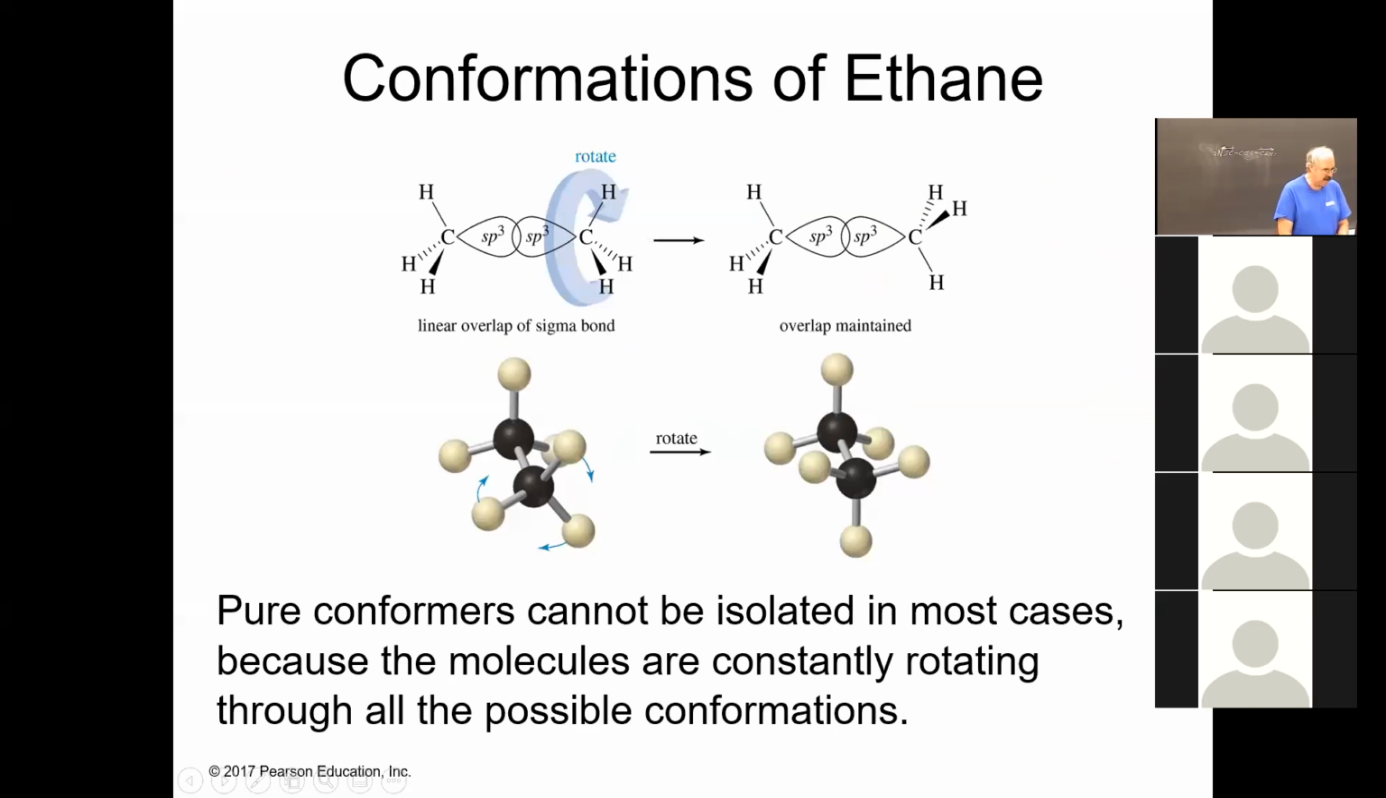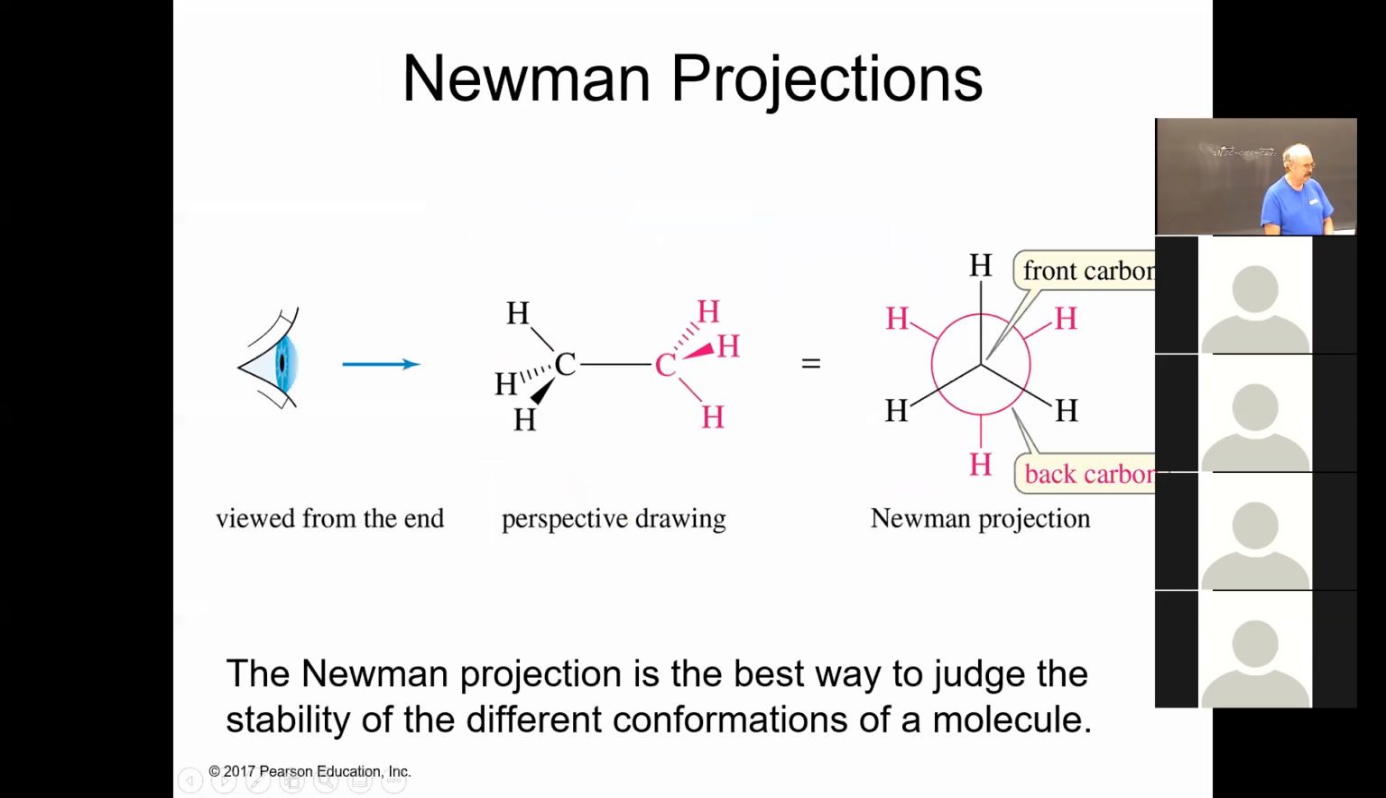Okay, conformations. Conformations are the result of free rotation about single bonds. And for ethane, the two main conformations are staggered and eclipsed. This is a staggered conformation. Be familiar with drawing Newman projections, which is what we have on the right.